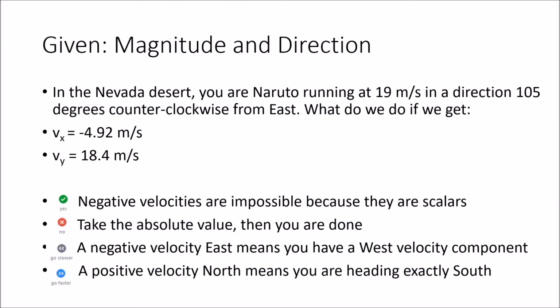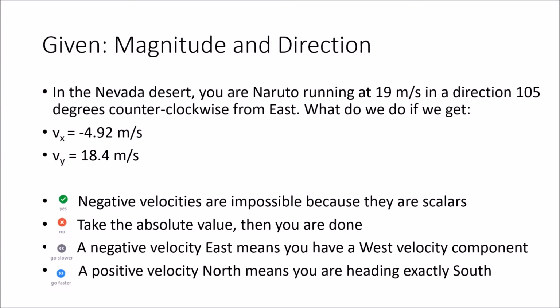And what do we do if we get those answers? Let's say we type this into our calculators and we got those as answers. Negative velocities are totally fine. It is totally fine to have a negative velocity. That just means that you're going backwards, or you're going west, or something like that. So yeah, you can definitely have negative velocities.